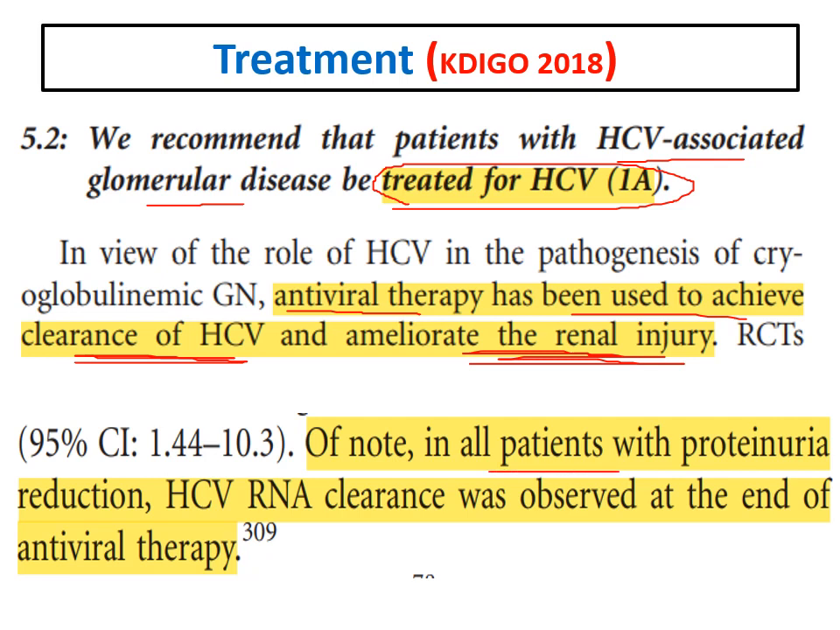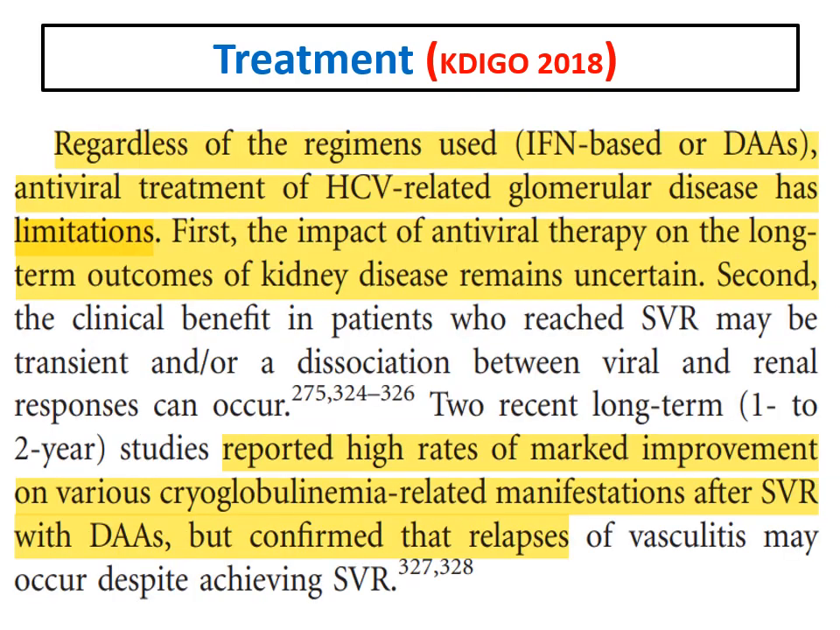In all patients with proteinuria reduction, HCV RNA clearance was observed at the end of antiviral therapy. So in patients receiving antiviral therapy with clearance of the HCV RNA, there is proteinuria reduction. This is the base for that recommendation that we should treat the cause. We should remove the antigens. We should treat the virus.